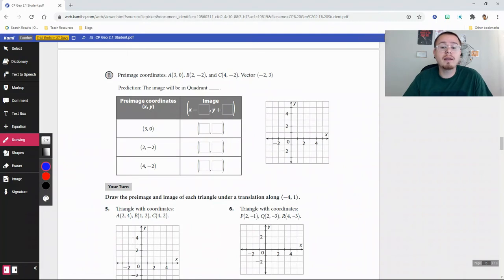So make sure you're paying attention to the direction, right? Because it can be positive or negative. And if you don't know what you're doing, you could throw things off.